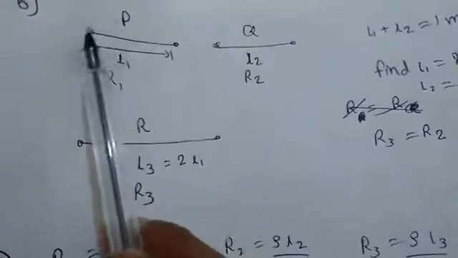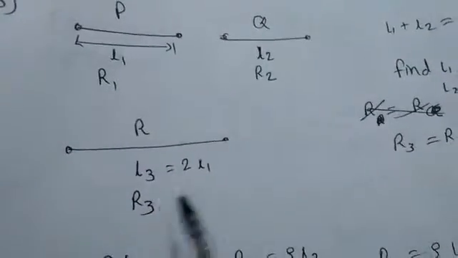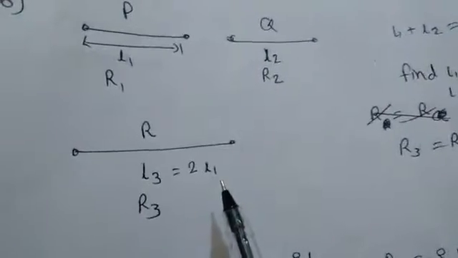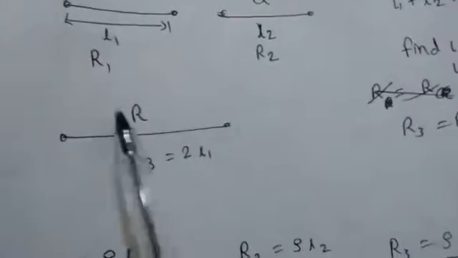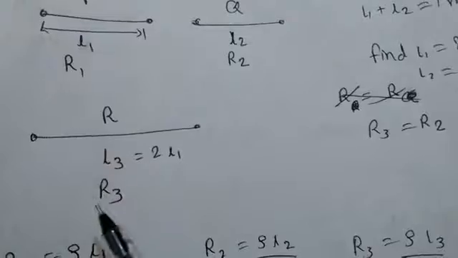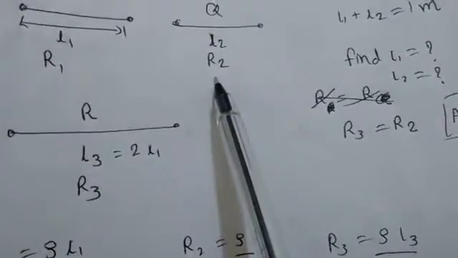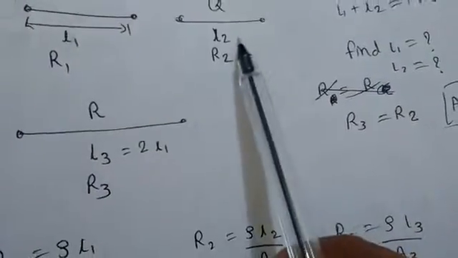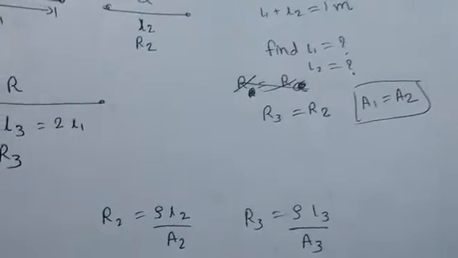Now we are going to stretch the first wire of length L1 in such a way that its length becomes double its initial length and its resistance becomes R3, and we are going to consider that wire as R only. Now here, what we have been provided is that the resistance of the third wire and the resistance of the second wire, that means resistance of R and resistance of Q, are the same. But if you observe the example, its area and its area are going to be the same, so we can say that A1 is equal to A2.